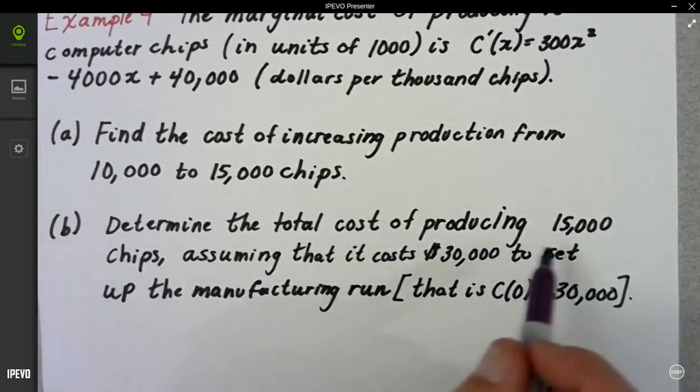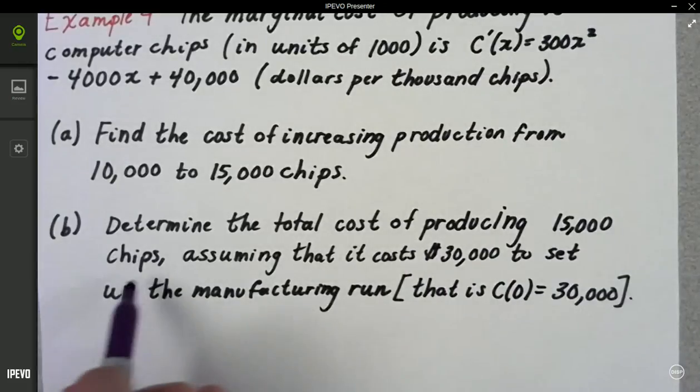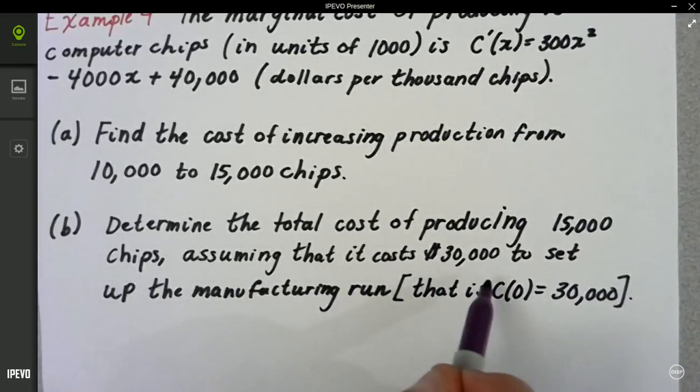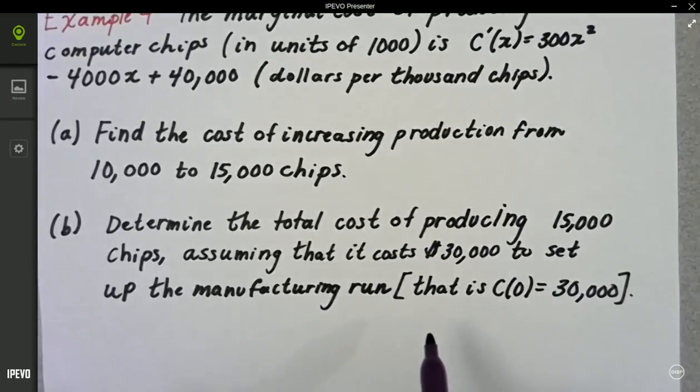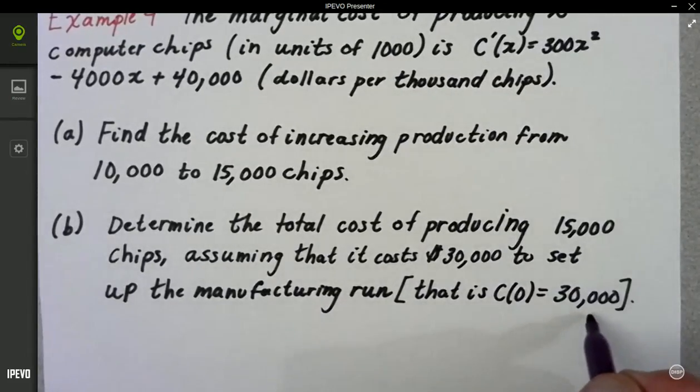Okay, in part B, determine the cost of producing 15,000 chips, assuming that it costs $30,000 to set up the manufacturing run. That is, the initial cost is 30 grand.